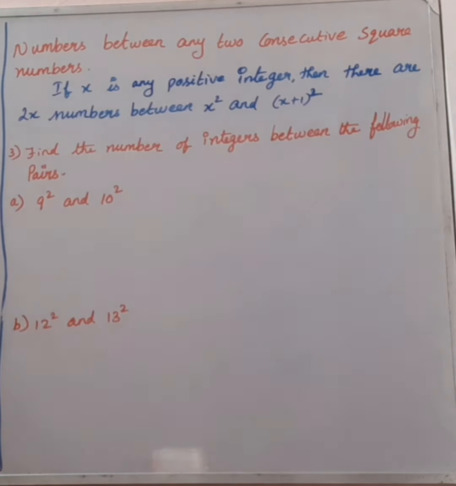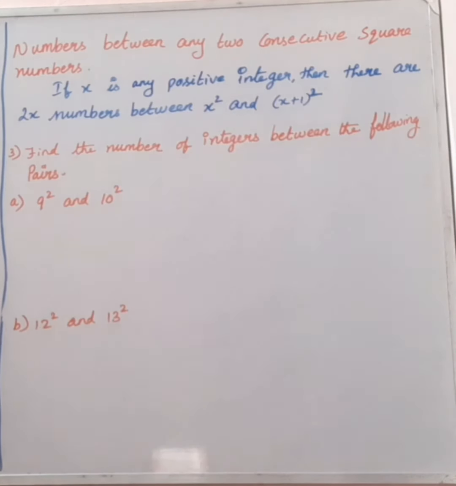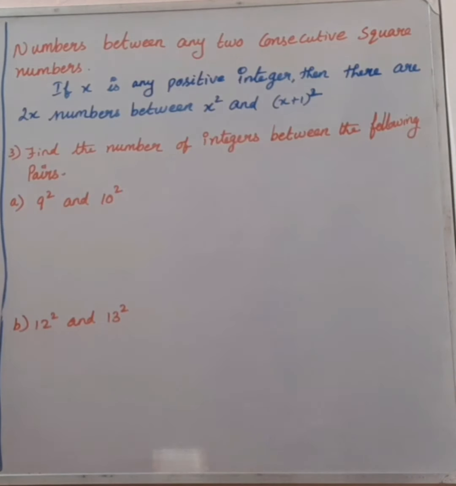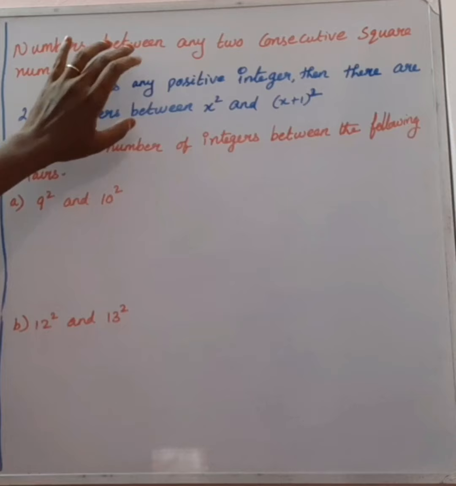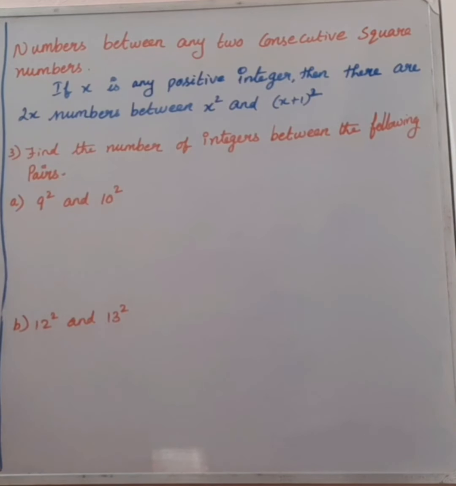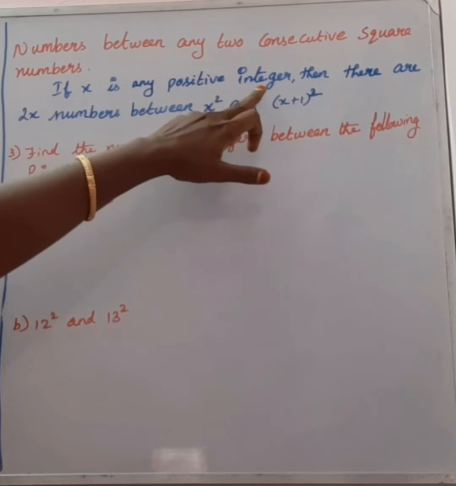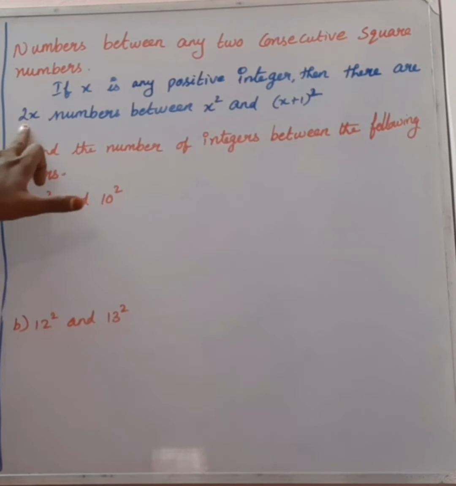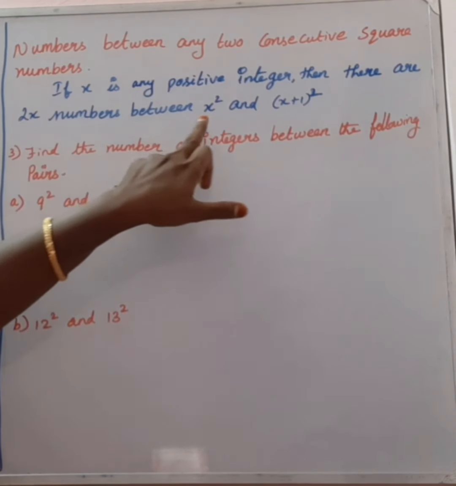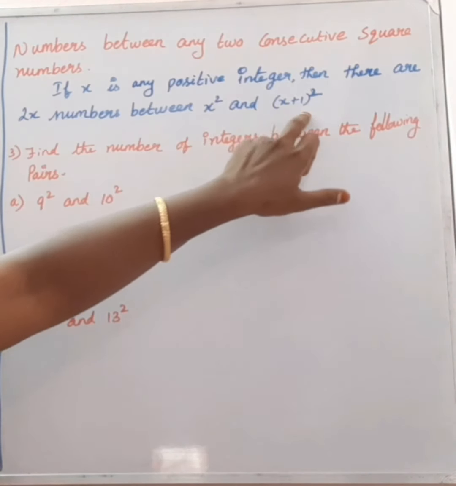That means 7 square and 8 square. What is the value of 7 square? 49. What is the value of 8 square? 64. For finding the in-between numbers, we have a formula. Okay, listen. If x is any positive integer, then there are 2x numbers between x square and (x plus 1) the whole square.